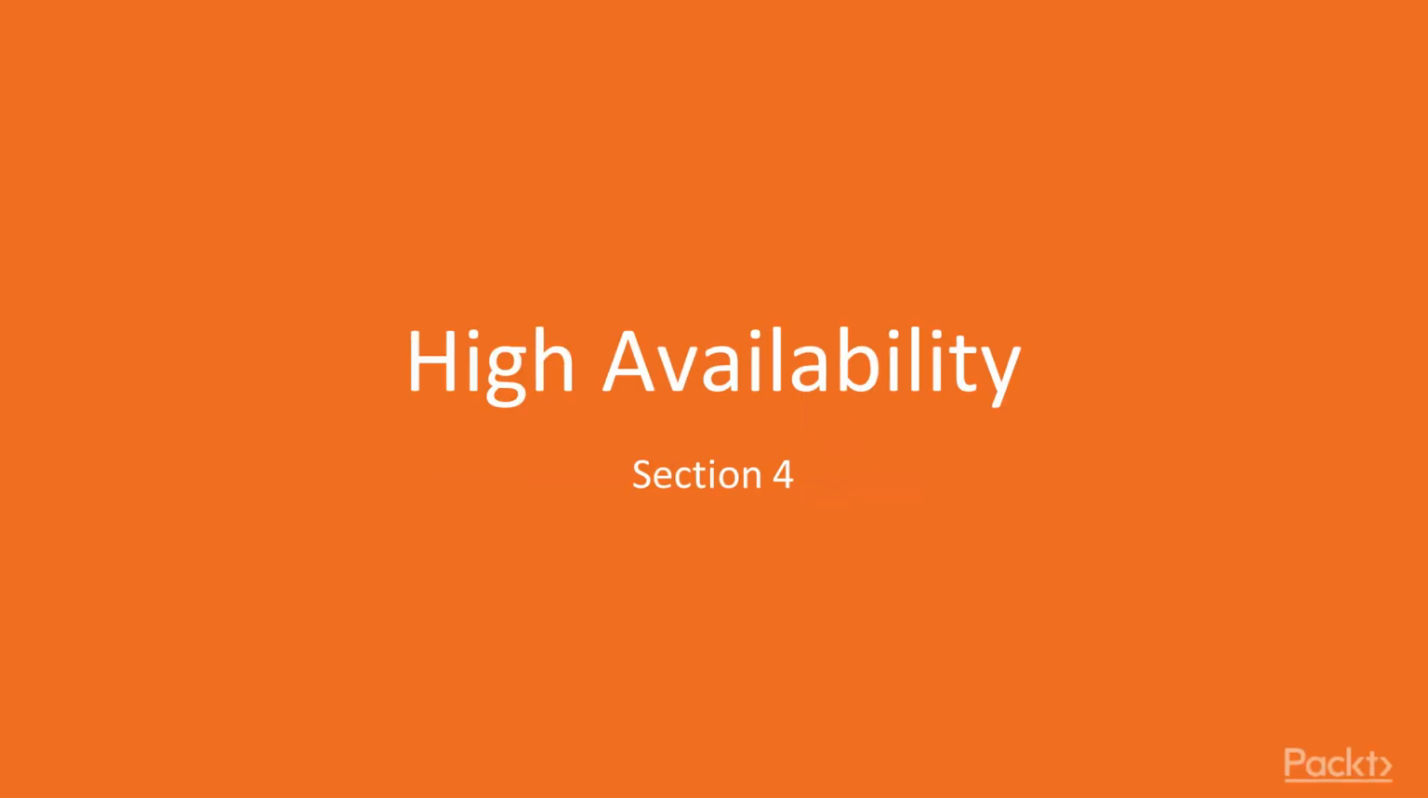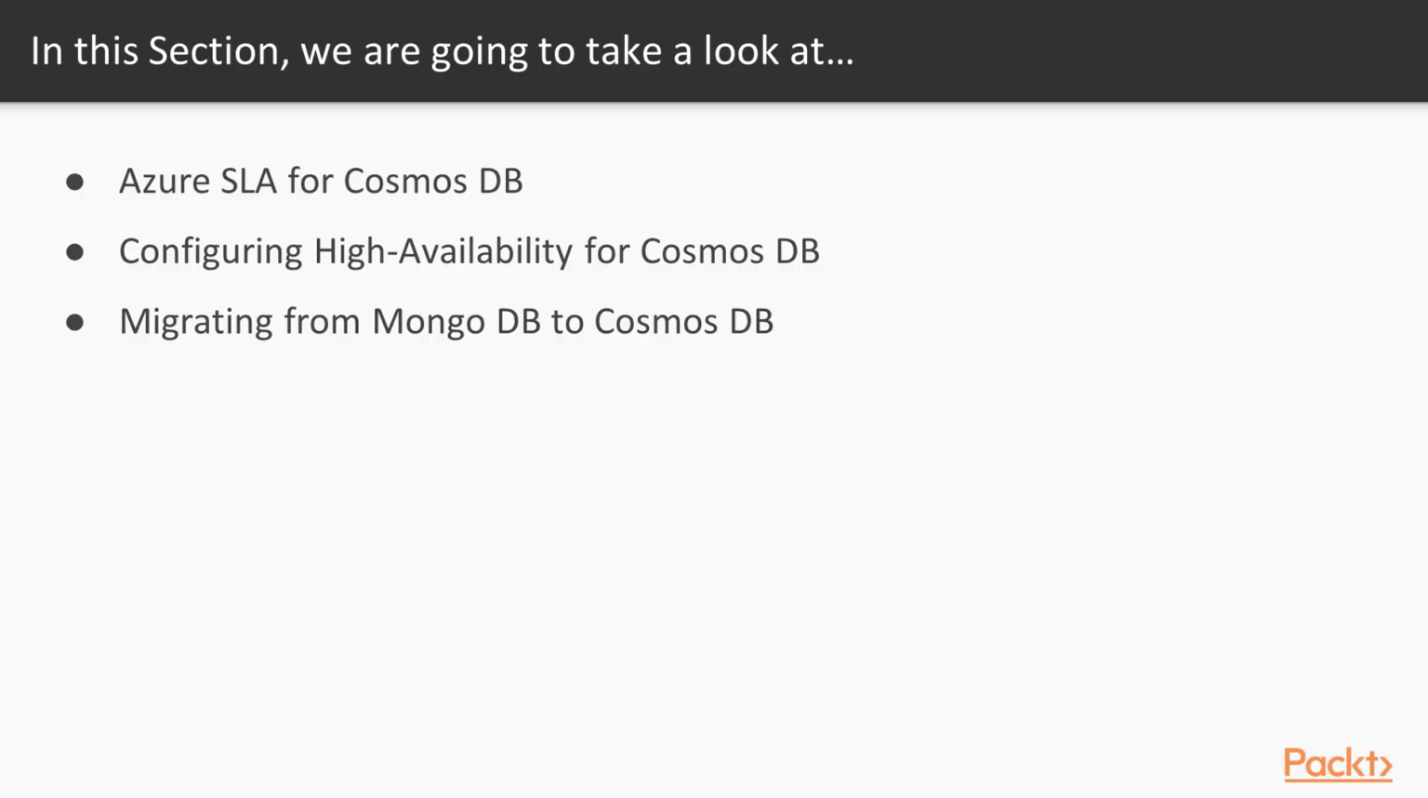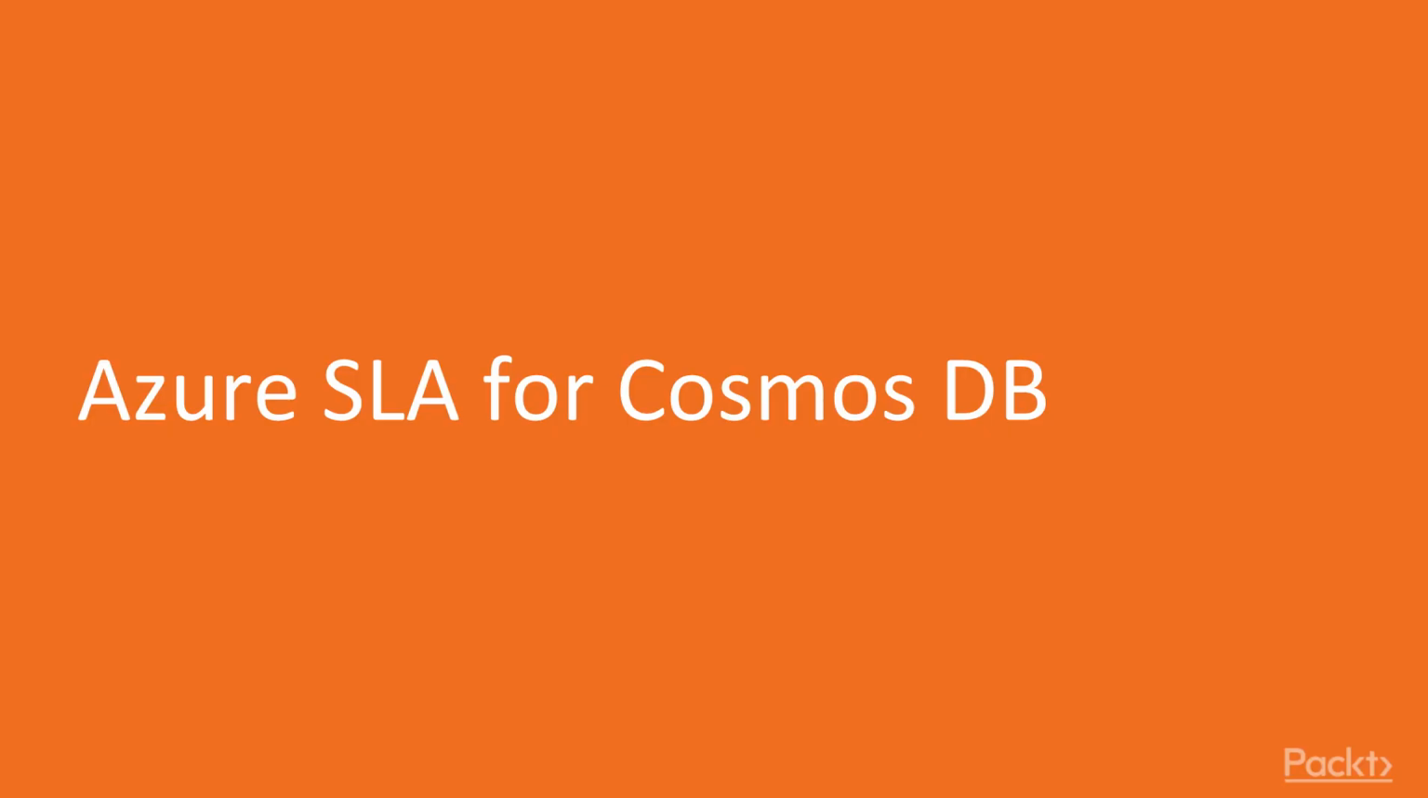So as mentioned at the closing of the previous one, this section is all about high availability, where I'm going to talk about Cosmos Database high availability as a starting point. So I'll be covering the Azure SLA for Cosmos DB, how you can configure high availability, and ending a little bit sharing insights on how to migrate from MongoDB on-prem to a Cosmos DB database in Azure.